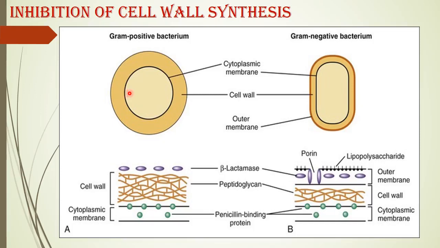But ऐसा नहीं होता है. क्यों नहीं होता है? Because we have this cell wall. This cell wall is a very rigid structure. ठीक है? This cell wall is a very rigid structure. है ना?